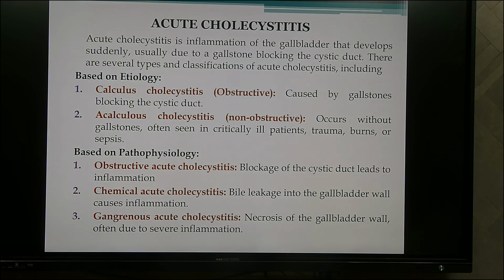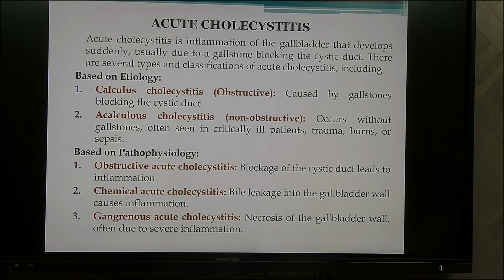Acute cholecystitis. Acute cholecystitis is inflammation of the gallbladder that develops suddenly, usually due to a gallstone blocking the cystic duct. There are several types and classifications of acute cholecystitis depending upon various factors. First, based on etiology: calculous cholecystitis is caused by a gallstone blocking the cystic duct, and acalculous cholecystitis occurs without gallstones, often seen in critically ill patients and in trauma, burns or sepsis patients.